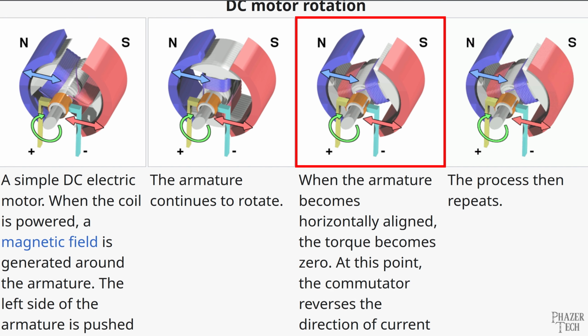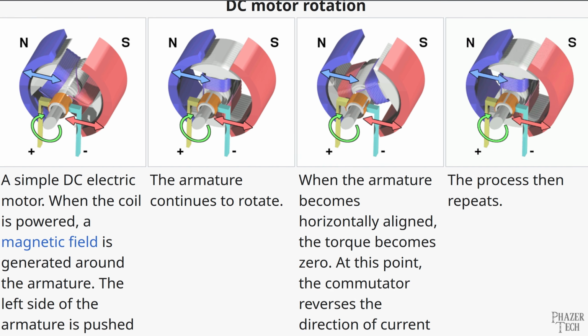next to the red magnet again, which means force will be applied to the shaft again and it will continue to rotate. This process continues as long as voltage is being applied to the brushes. And if we wanted to reverse the direction of the motor, all we would need to do is reverse the polarity of the input voltage. But I'll talk more about motor drivers and controllers later in the video.